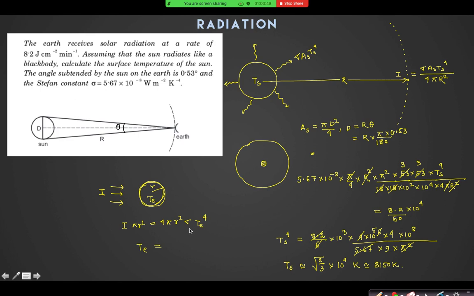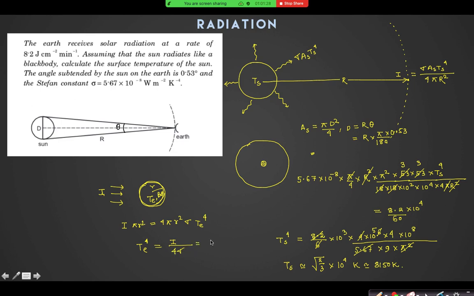So we are assuming that Earth is also a black body, I have assumed it. Right? So I can assume that most of the energy incident on it is absorbed, but there definitely is a small part reflected back, that we all know. But here we can approximately find if it is a black body. So Te power 4 is equal to I divided by 4 sigma, right?